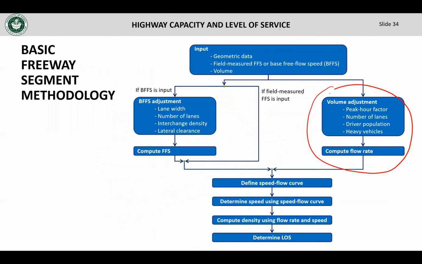Computing the flow rate, that's what we see on this side of the chart. And for that, we're going to have a certain volume. It's what before we have called the traffic flow. Now we're going to call it volume in terms of number of vehicles per hour. We will adjust by the peak hour factor. We will define that soon. Also, it's going to be affected by the number of lanes.